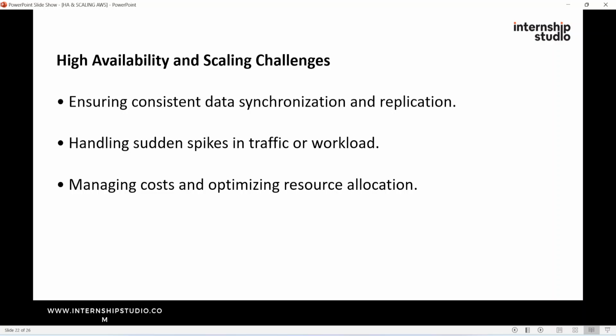There are also partitioning and sharding options, dynamic scaling challenges, and data volume and throughput challenges. Handling sudden spikes in traffic or workload is also one challenge. Managing costs and optimizing resource allocation is another challenge, actually.